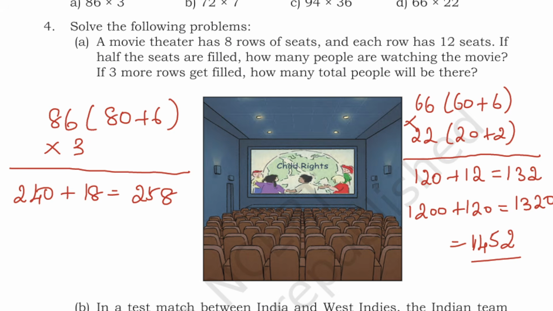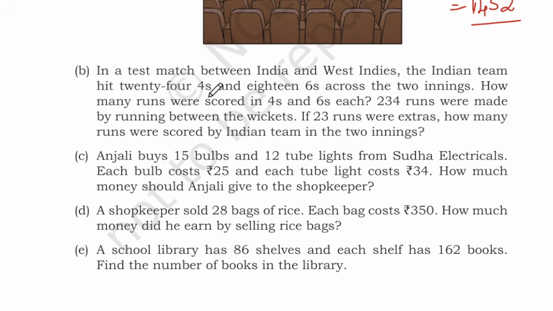Next question is, in a test match between India versus West Indies, the Indian team hit 24 fours and 18 sixes across two innings. How many runs were scored in fours and sixes each? 234 runs were made by running between wickets. If 23 runs were extra, how many runs were scored by the Indian team in two innings? Step by step you need to write the answer. I'll show you.